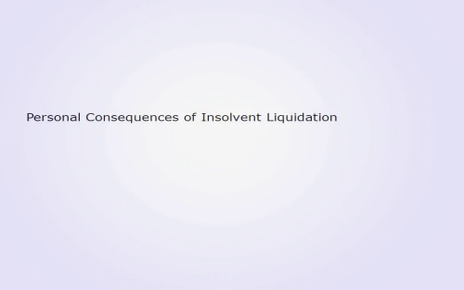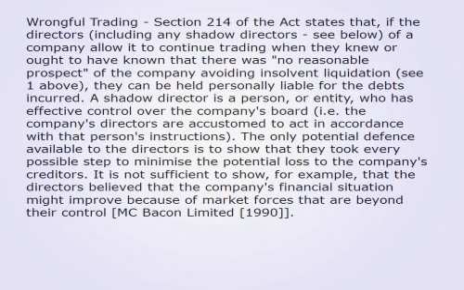Personal consequences of insolvent liquidation. Wrongful trading. Section 214 of the Act states that, if the directors, including any shadow directors, see below, of a company allow it to continue trading when they knew or ought to have known that there was no reasonable prospect of the company avoiding insolvent liquidation, see 1 above, they can be held personally liable for the debts incurred.